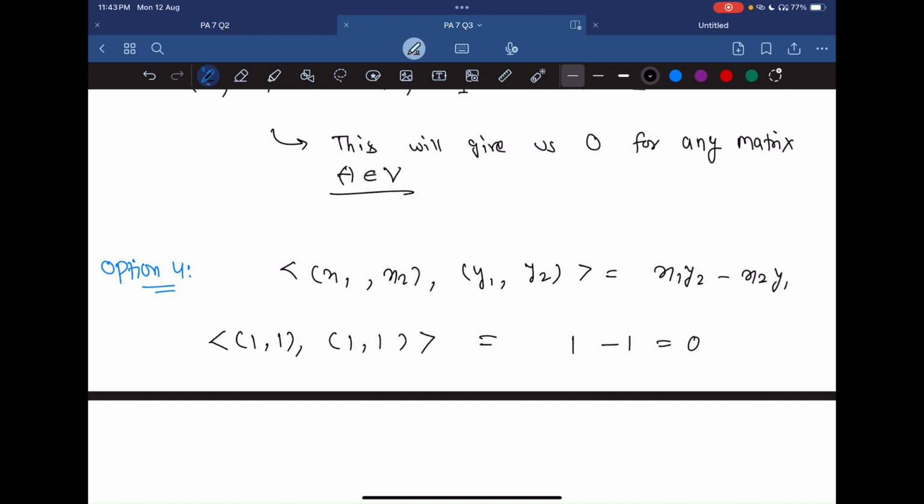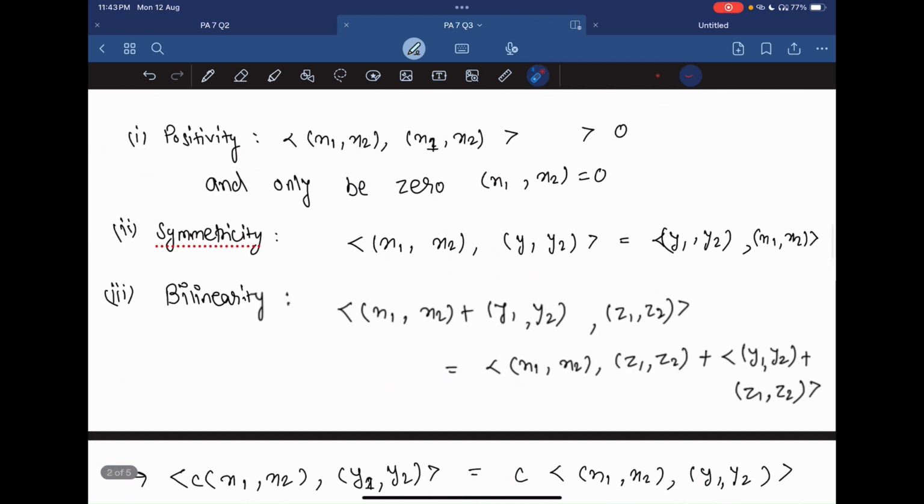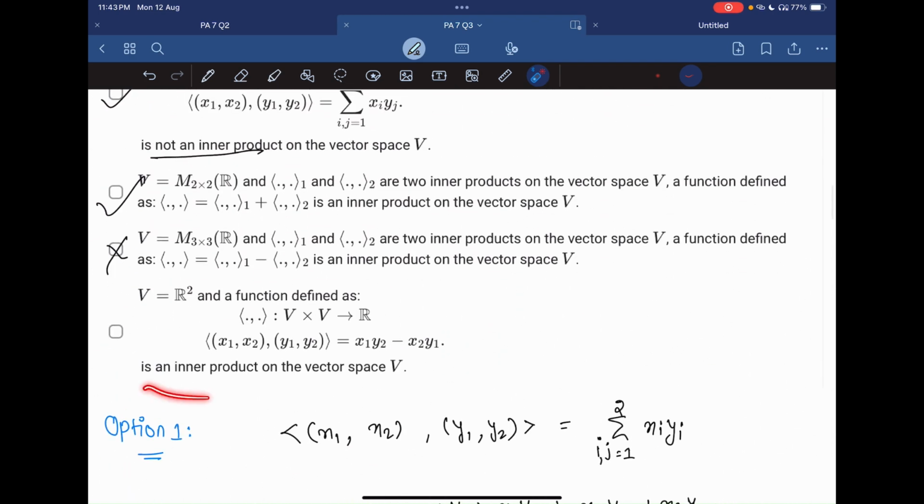It would be 1 minus 1. That would give us 0. But as the vector itself is not 0, that means our first condition is not satisfied. So this is not an inner product. While the option says it is an inner product, so it is wrong.